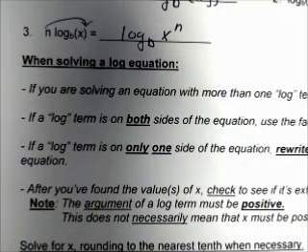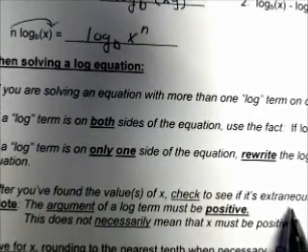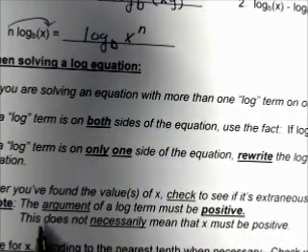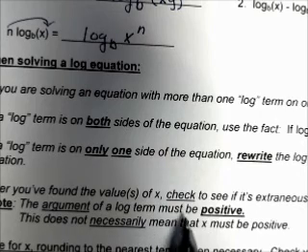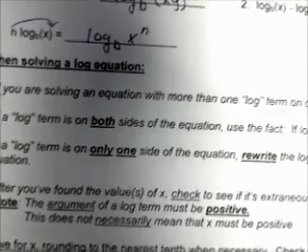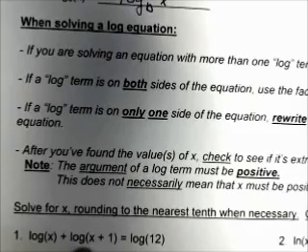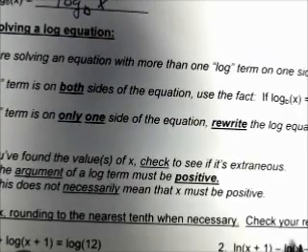After you find the values of x, check to see if it's extraneous. Note, the argument of a log term must be positive, must be greater than 0. This does not necessarily mean that x itself must be positive, but rather the argument must be positive. Okay, we want to solve for x, rounding to the nearest tenth when necessary, and check your results.